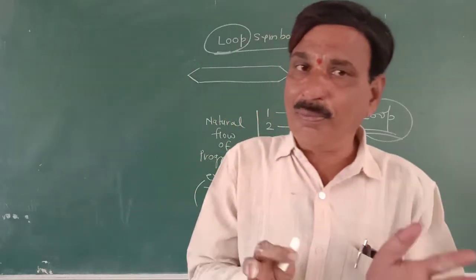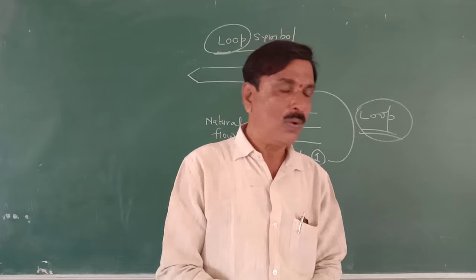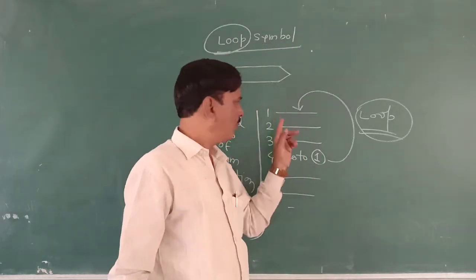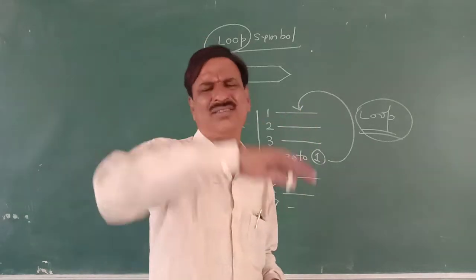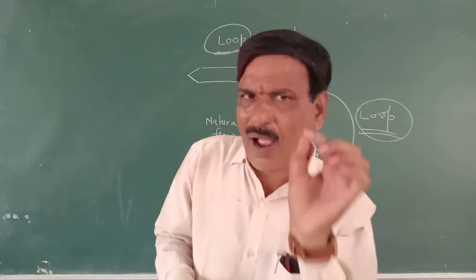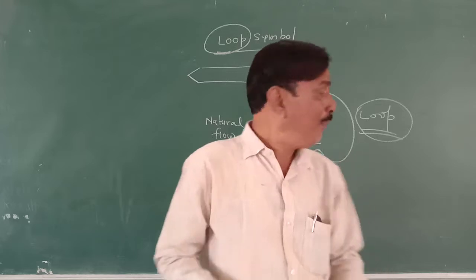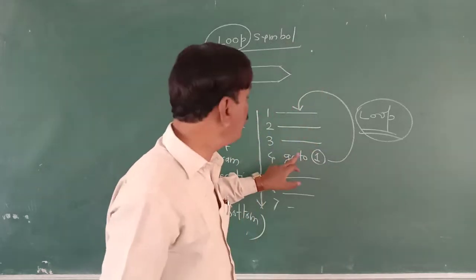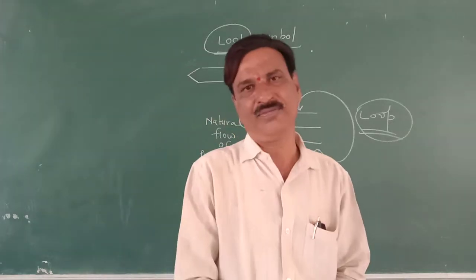So can you make it finite? Yes, we can make it finite. How? We are sending the control back upside, go to 1. 1, 2, 3, go to 1. We are sending the control back. So while sending the control back, we will have one counter to count. And before we send the control back to instruction number 1 by using the go to statement, we will verify, we will check the counter.